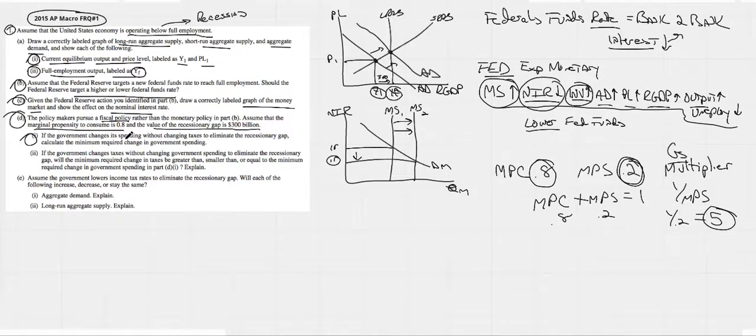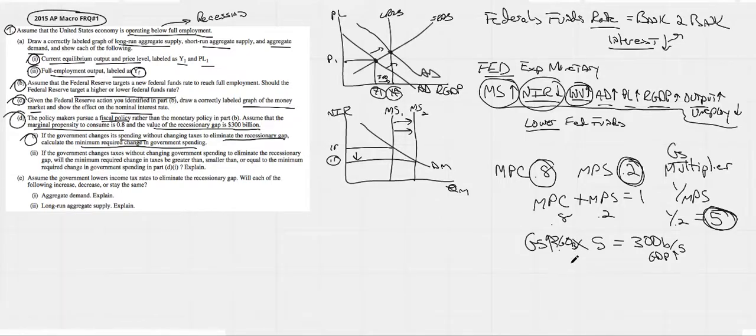If the government changes its spending without changing taxes to eliminate the recessionary gap, calculate the minimum required change in government spending. So here's our multiplier. What we're going to say is when government spending, I'm assuming, goes up, times our multiplier is going to give us, we need 300 billion of GDP increase, obviously, right? So we need to shift aggregate demand back to the right. That means the government spending has to be expansionary. And we could just take the 300 billion divided by 5 here, which I believe is 60.